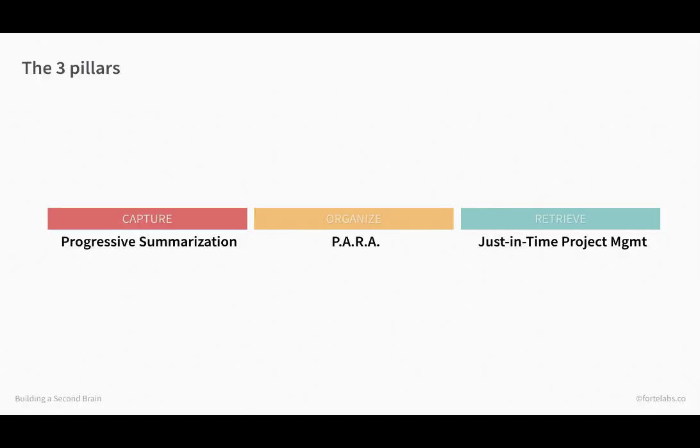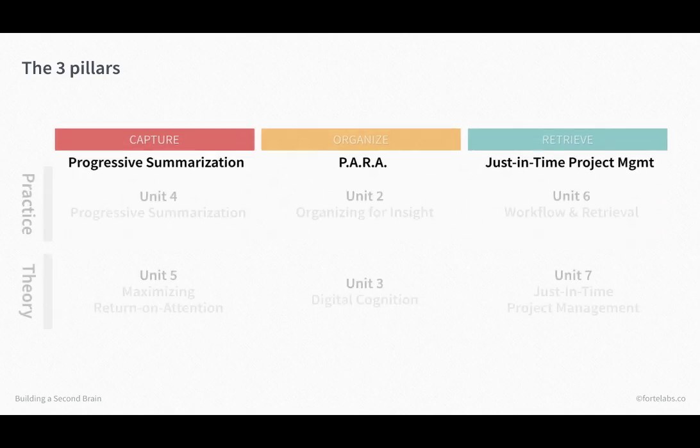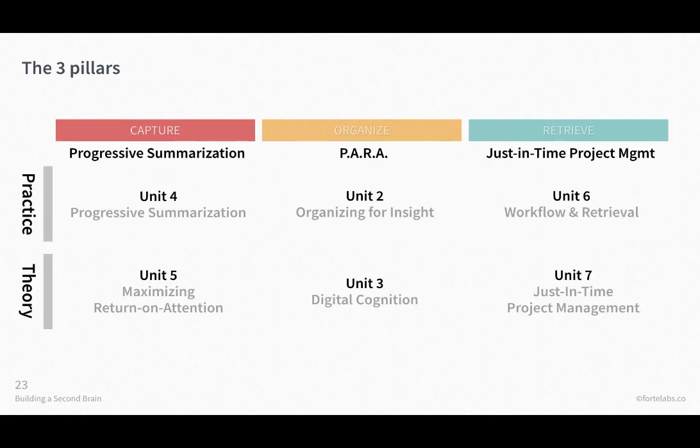I also want to give you a bit of a map to show you where we're going and how we're going to get there. I know these terms don't yet mean anything to you, but this course is structured around 3 pillars, which are progressive summarization, which is the method that I've developed for capture, PARA, which is about organizing, and just-in-time project management, which is about retrieving. We'll start with Unit 2, looking at the practice of organizing using the PARA system. And this is so you can organize your existing files and have a good foundation on which to build on. Then we'll do Unit 3, looking at the theory of why those principles work.